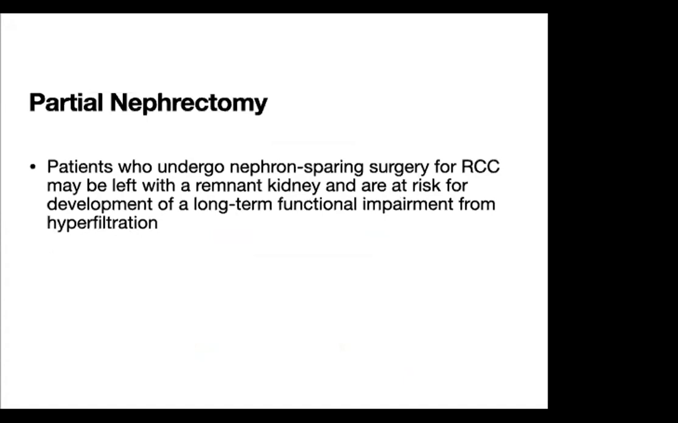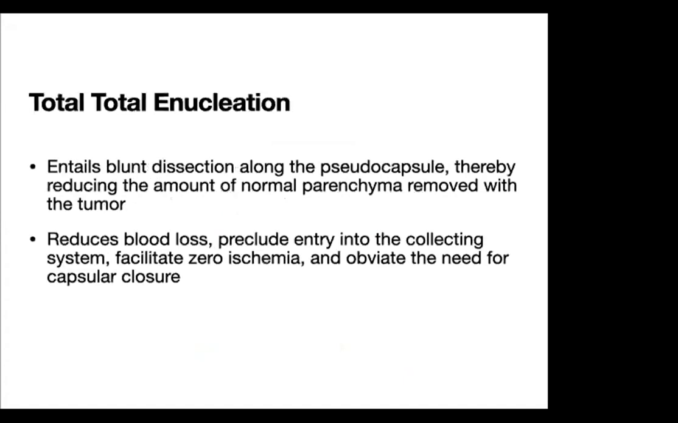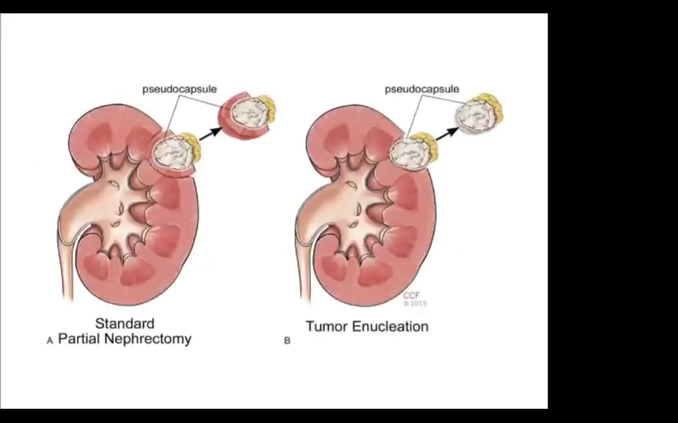Patients who undergo nephron-sparing surgery for RCC may be left with a remnant kidney and are at risk for development of long-term functional impairment from hyperfiltration. After nephrectomy, there is also total enucleation, which entails blunt dissection along the pseudocapsule, thereby reducing the amount of normal parenchyma removed with the tumor. It reduces blood loss, it precludes entry into the collecting system, it facilitates zero ischemia, and obviates the need for capsular closure. So here's the diagram detailing the difference between tumor enucleation and standard partial nephrectomy.